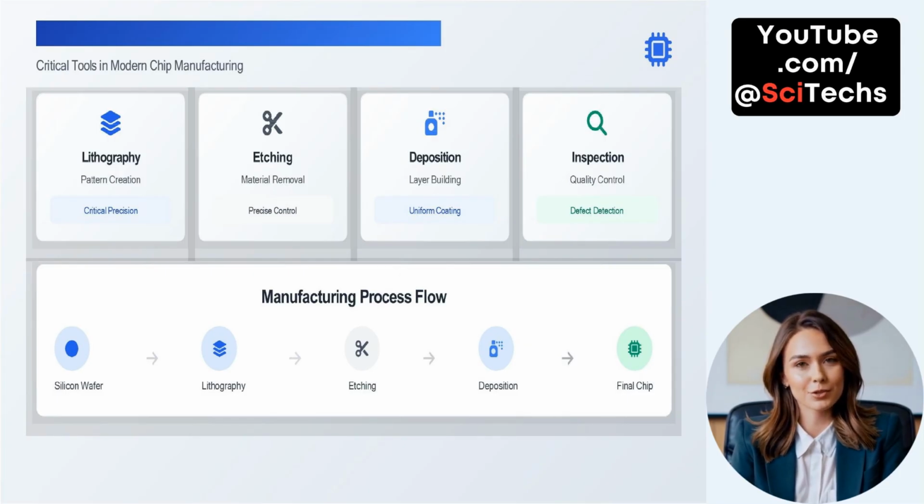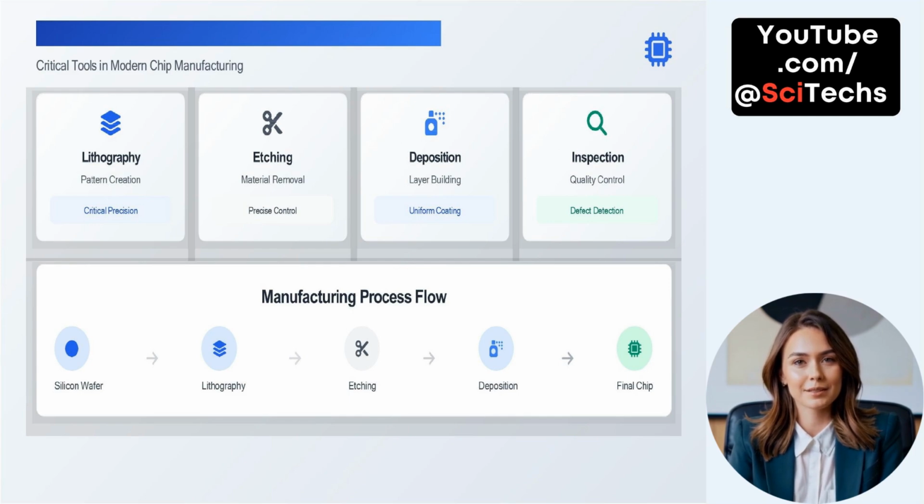Semiconductor chip manufacturing relies on several critical process tools, each playing a unique and essential role in transforming raw silicon wafers into functional devices. Lithography is the first key step, responsible for pattern creation. It uses light to transfer intricate circuit patterns onto the wafer, requiring critical precision to maintain design integrity.